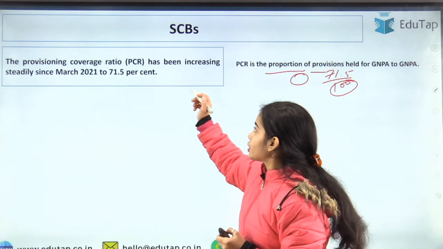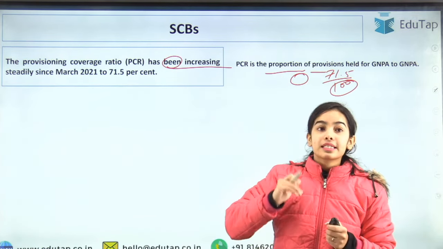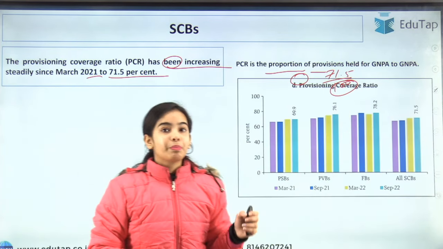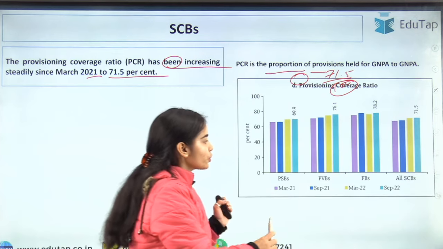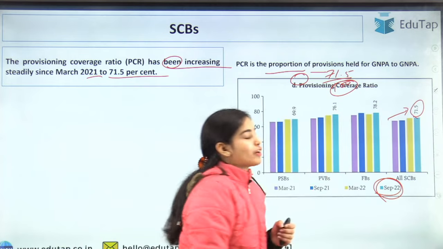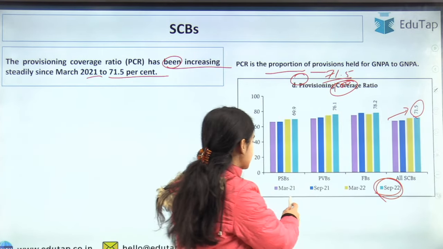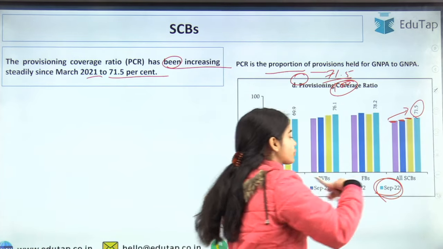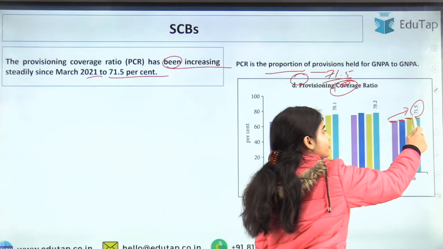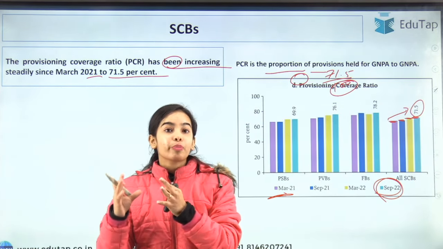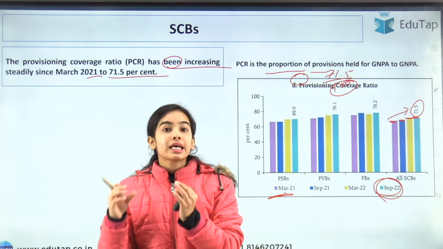So the provisioning coverage ratio has been increasing steadily since March 2021 to 71.5%. Here you can see the PCR, provisioning coverage ratio. It was increasing, and in September 2022 it was 71.5%. It was increasing since March 2021, then September 2021, it increased further in March 2022, and it increased further in September 2022. For the gross non-performing assets that are happening, we already have enough coverage, enough provisions.